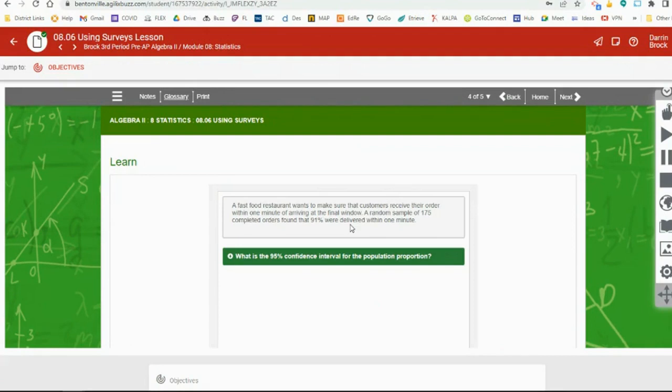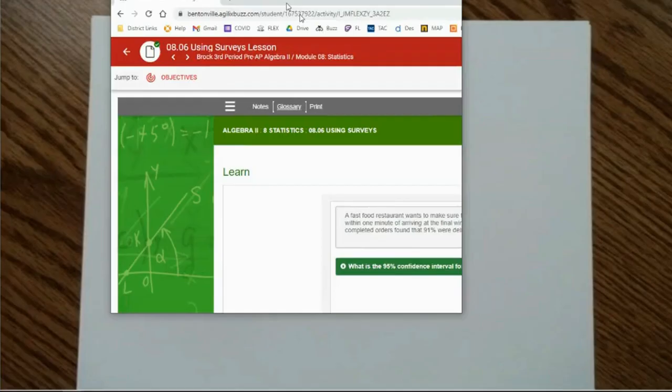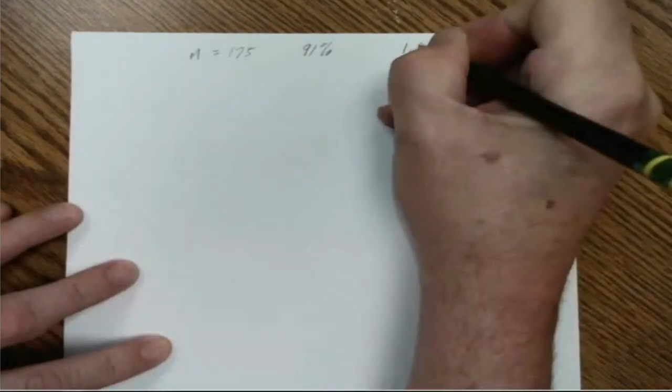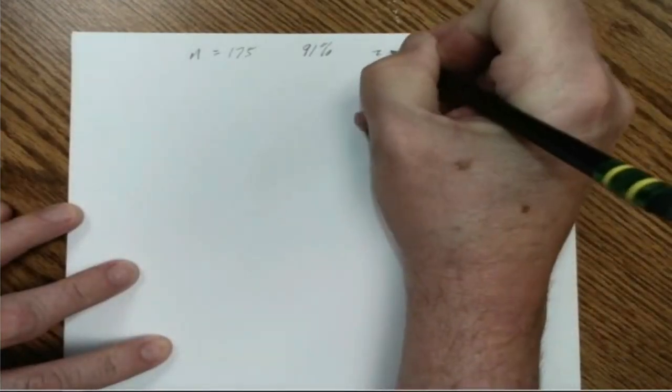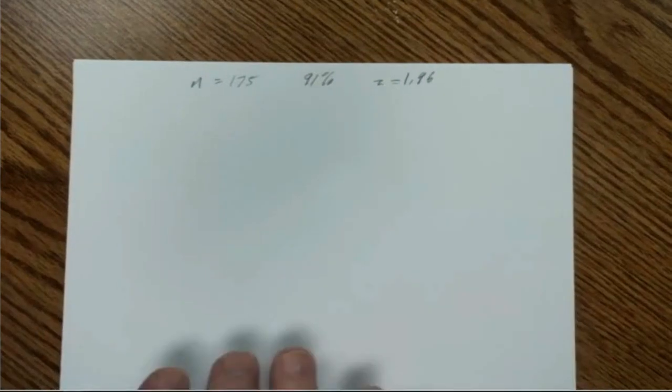Now, see what the question asks. What is the 95% confidence interval for the population proportion? The confidence interval, 95%. So that's where we have to have that chart written down. The 95% was 1.96 for the z-score, 1.96. So let's see which formula we need. Well, this is the first one.